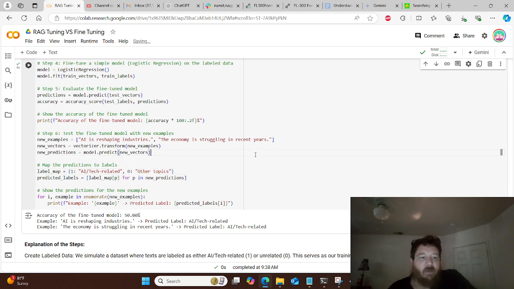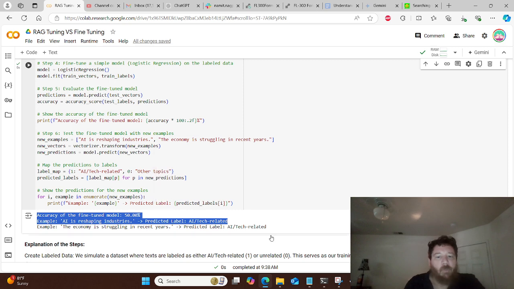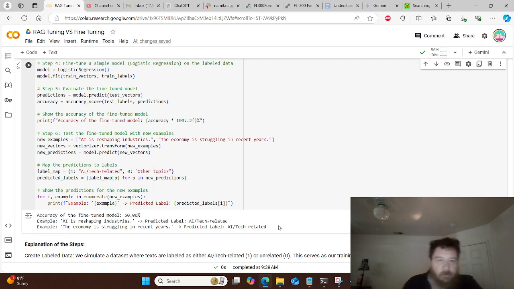It doesn't know. We're asking it in this instance, is AI is reshaping the industries, is this related to AI? It says yes. And then we say the economy is struggling in recent years, is this related to AI? And it says yes. Obviously, that second one is not related to AI. So it's not picking up and understanding exactly what we want it to learn. It's not updating its weights enough, so we would go through and fine tune the weights of the model.